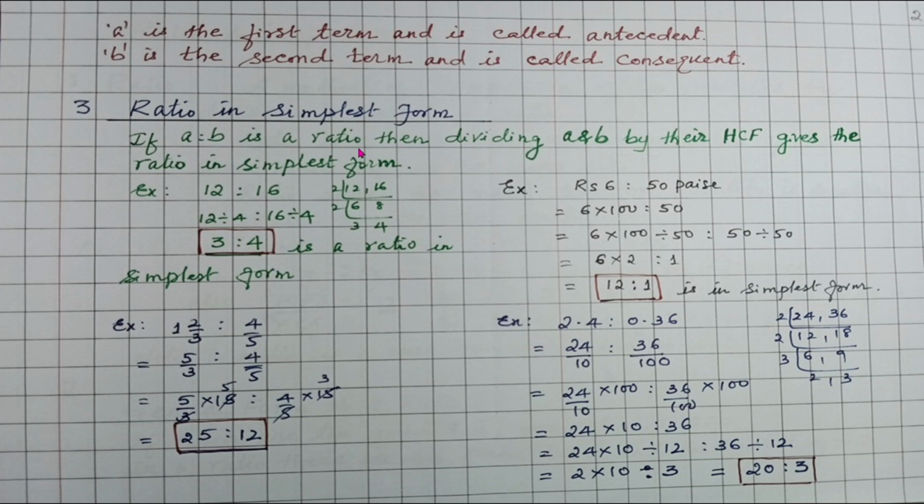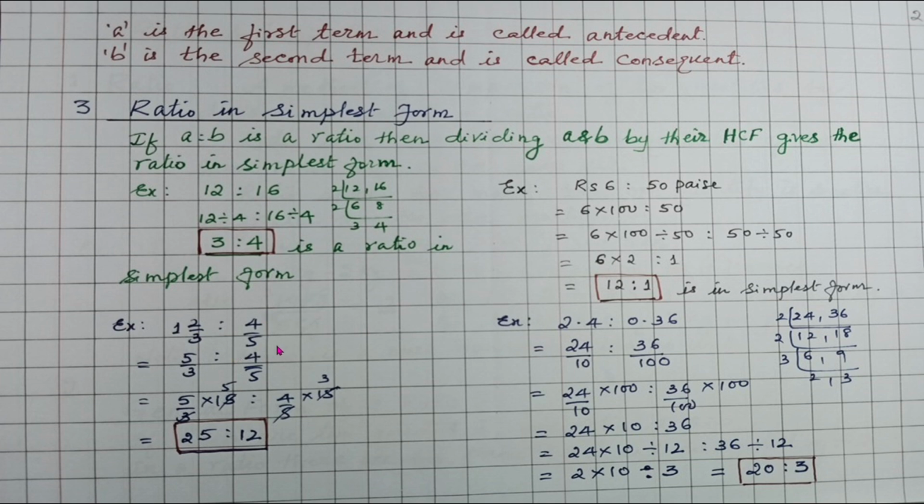Ratio in its simplest form. If A is to B is the ratio, then dividing A and B by their HCF gives the ratio in its simplest form. For example, 12 is to 16 is the ratio. So if you find the HCF of 12 and 16, it is 4. Divide 12 by 4 and 16 by 4, we get 3 is to 4, which is the simplest form of the ratio 12 is to 16.